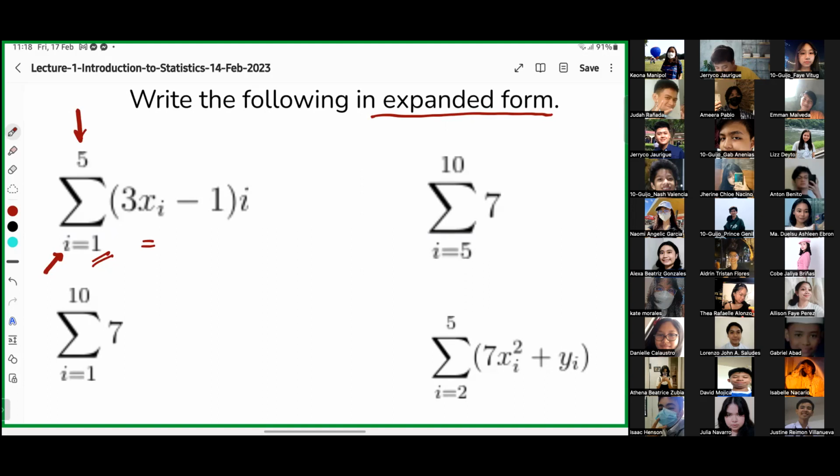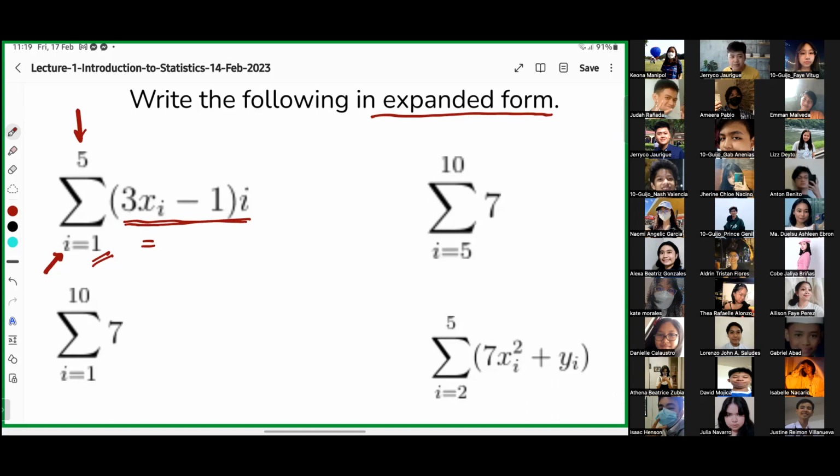Paano natin to i-expand? Expand daw in full eh. Sir, kailangan ko po ng tulong. Hindi ko na po masyadong tanda. Alright, sa ganito, tulungan kita. Alin dito sa mga variables na nandito, alin dito sa mga to ang nagbabago? Yung papalitan natin from 1 to 5. Is it X ba or I? Yung I po.